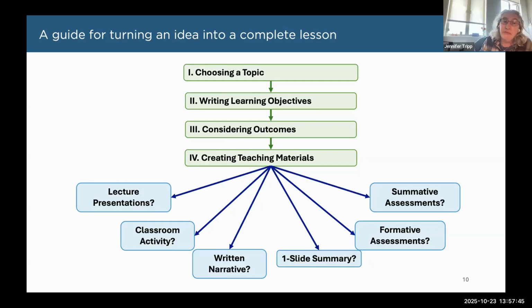And then the second thing we have people do is write their learning objectives. And these can be both chemistry learning objectives as well as green chemistry or sustainability related learning objectives. Then we want to think about the outcomes. What do you want the students to know and how are you going to assess them on that? And then the last thing would be creating the teaching materials. And this is where we sort of have the most freedom, depending on your teaching style or how you want to present this, how much time you have to do it. There's all kinds of options for that.